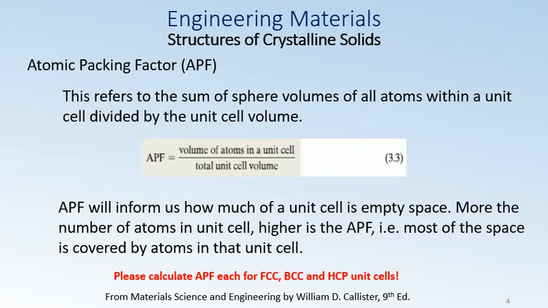As you know, in metals, atoms are nearby. They are very close to each other. That's why they are solids. So they have a very high atomic packing factor that we can calculate for metals, because their atoms are close to each other.